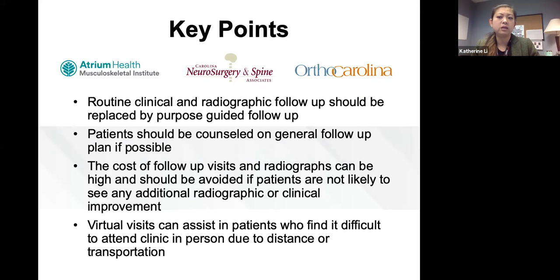But perhaps routine radiographic follow-up is unnecessary for patients with routine fractures. Patients should be counseled on general follow-up plan if possible, so that they are not surprised that they may have to come back to clinic every week for an x-ray of their wrist. The cost of follow-up visits and radiographs can be high and should be avoided in patients if they're not likely to see any additional radiographic or clinical improvement. And as Dr. Kempton brought up when I asked him, virtual visits can assist patients who find it difficult to attend clinic in person due to distance or transport. So that may cut down on no-show rates as well as on the cost in aggregate for the patient.